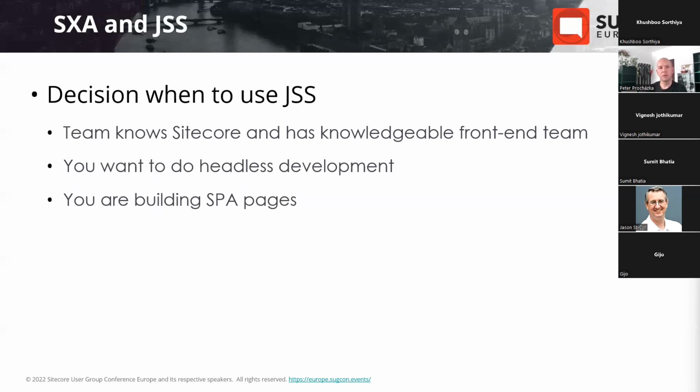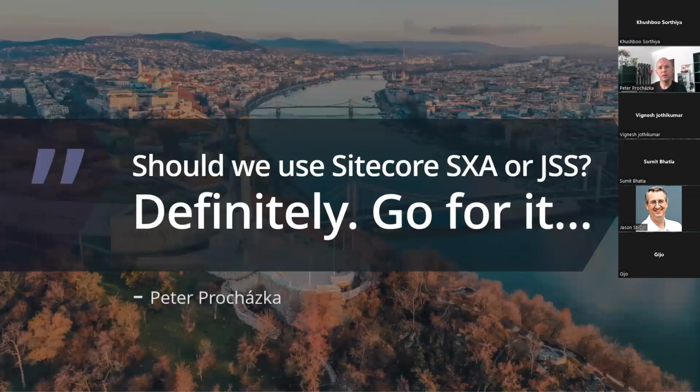And of course, if you are building single-page applications, I think JSS is the best choice that you could have. We wanted to implement a single-page application with SXA and also with standard Sitecore MVC, but JSS is the best suited for this kind of requirements. So if you ask me whether you should use Sitecore SXA or JSS, then I would definitely answer, go for it.